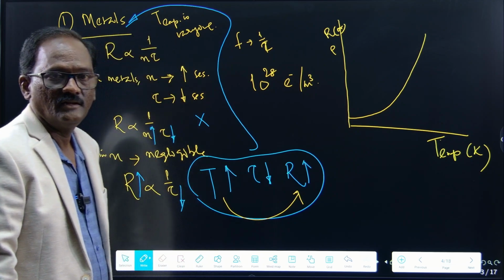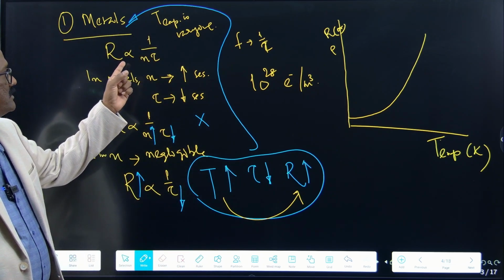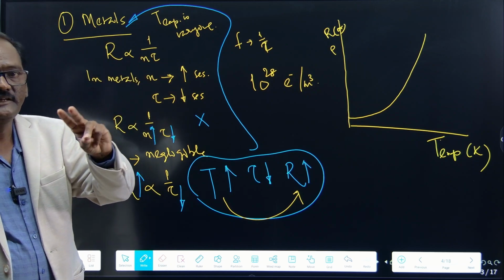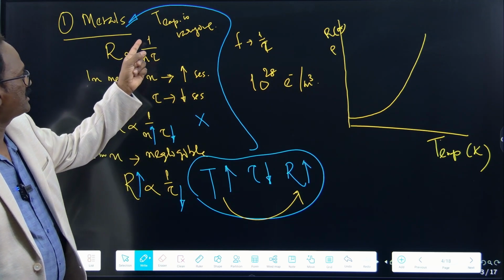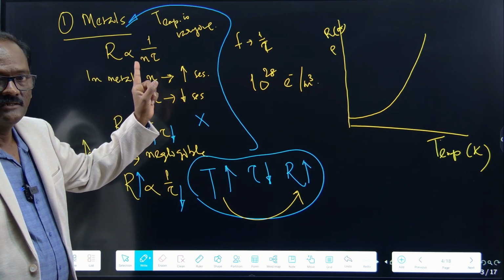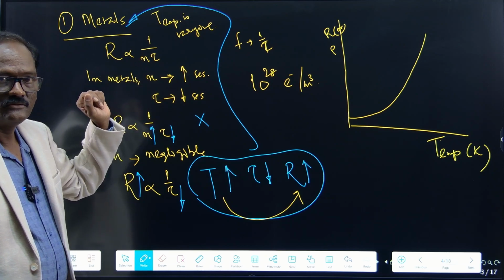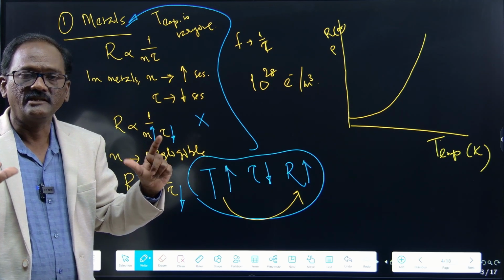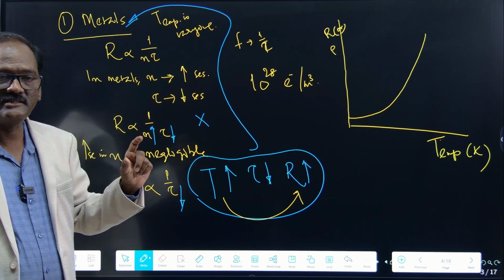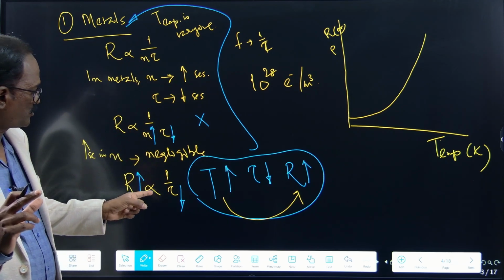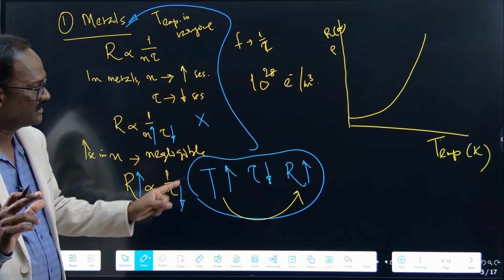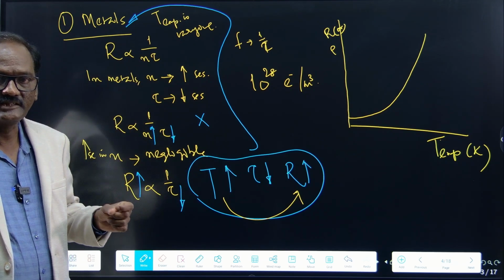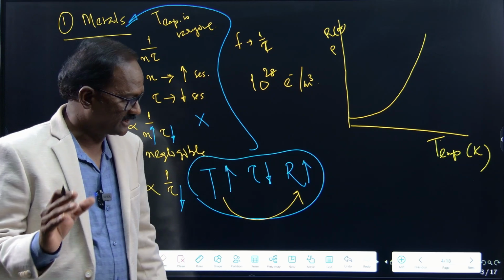Clear? So in metals, after keeping m and e constant, R is proportional to 1 by n into tau. The free electron density does not give any appreciable increase, so we write R is proportional to 1 by tau only. Tau decreases because of the increase in temperature, so resistance increases. Simple.